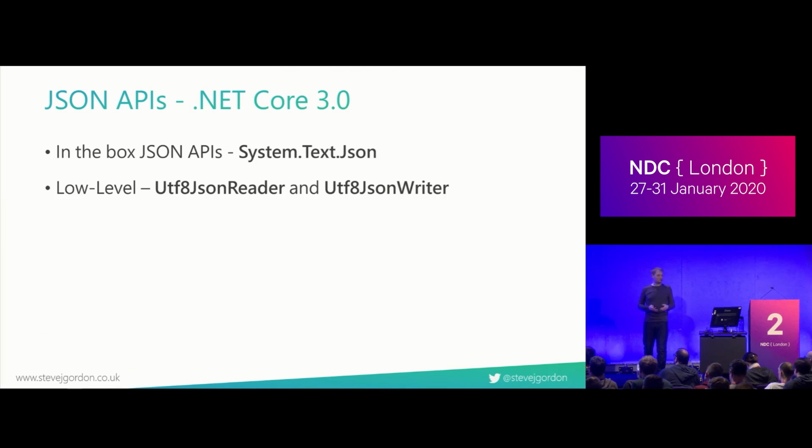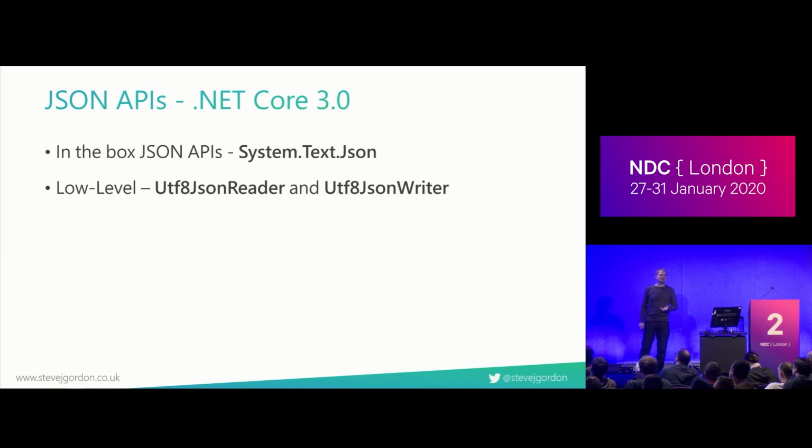So at the bottom level, the lowest level that gives us the most performance, we have a UTF-8 JSON reader and a UTF-8 JSON writer. This is where it gets really gnarly, and we'll see some code for this in a moment. But this allows you to get the most bang for your buck. If you're really looking for performance, then you can work at this level.